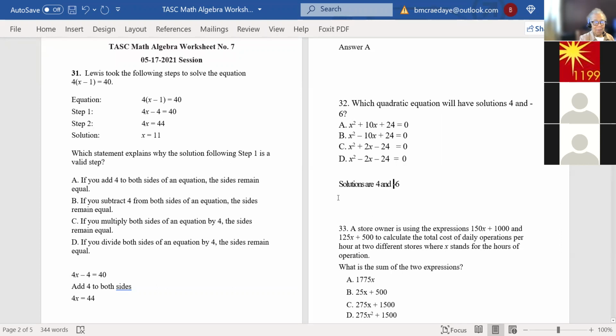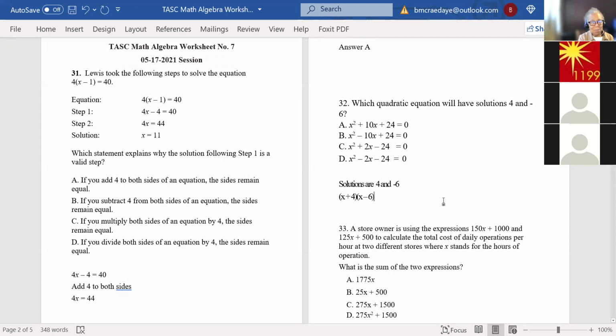Okay, the solutions are 4 and -6. In other words, this is what we're saying here: x plus 4 and x minus 6. So when you multiply this out, which one of these quadratic equations do you get when you multiply x plus 4 times x minus 6?